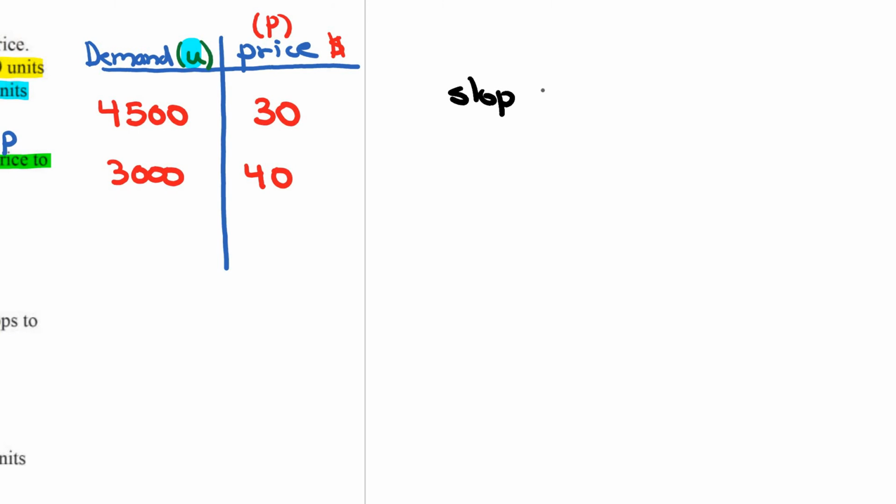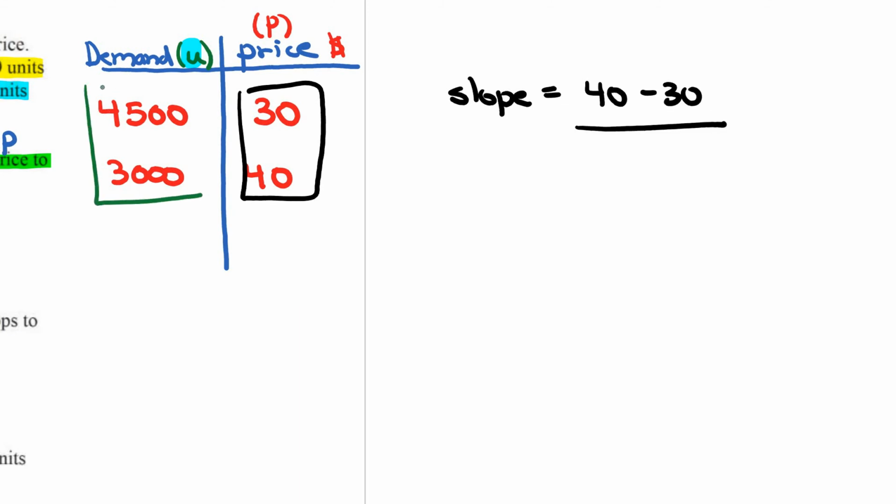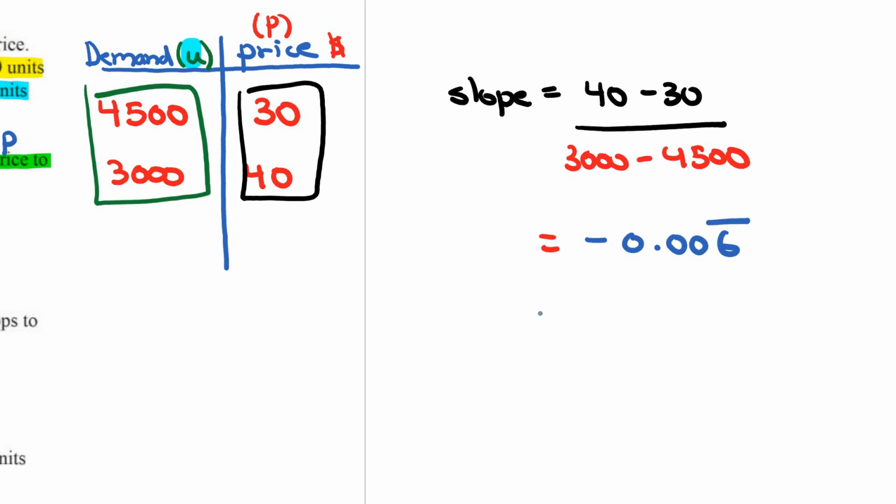So slope is rise over run, which is the difference in the y values. Here are my y values, so the difference is 40 minus 30. And then what's the difference in my x values? That's going to be 3,000 minus 4,500. There's my slope formula. If I do this in my calculator, I get negative 0.006 repeating, and if you turn that into a fraction, that's negative 1 over 150. Some calculators can convert decimals into fractions quite nicely.